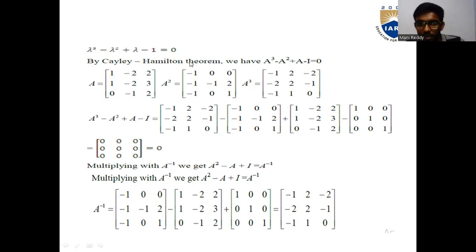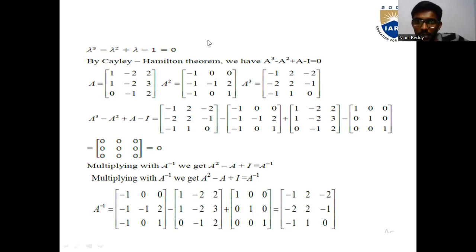Here, by the Cayley-Hamilton theorem, wherever lambda is there, we put A, because the theorem says that every square matrix satisfies its own characteristic equation. This is the characteristic equation, and here the square matrix is A, which satisfies it. So we substitute in this: A cube minus A square plus A minus I.